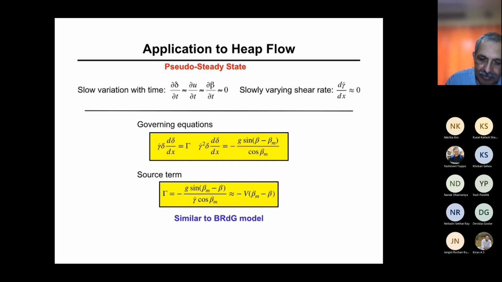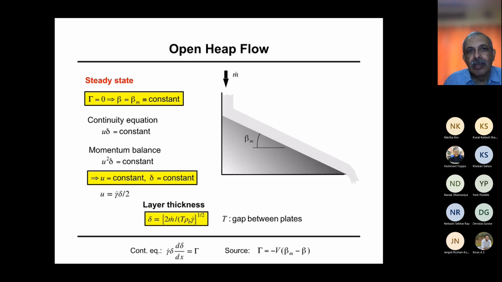So we looked at one problem on heap flow. We assumed a pseudo steady state, and so the governing equations become simpler. And the source term becomes a lot like the BRDG model, as we saw. And then if you look at the open heap flow, you have a continuous flow of material coming in, then it flows over the heap and then out.